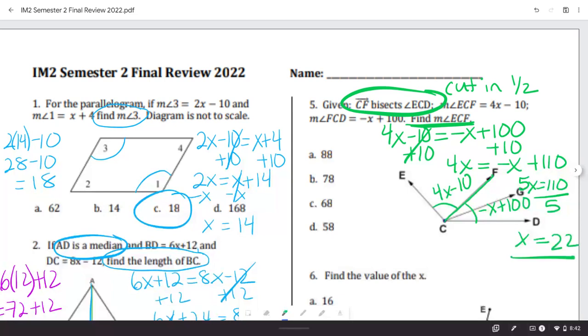Okay, so we've got x, and we've got to plug it into ECF. Remember, ECF is 4x minus 10. So instead of x, we're going to plug in 22. So we've got 88 minus 10, and that's going to be 78.